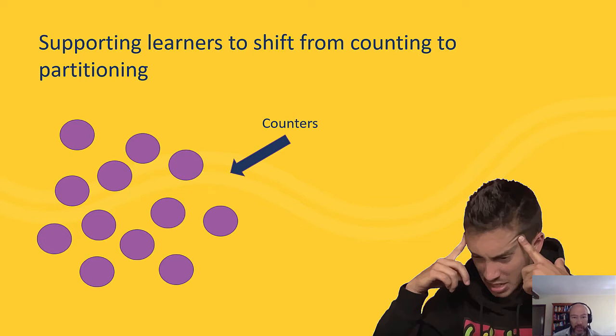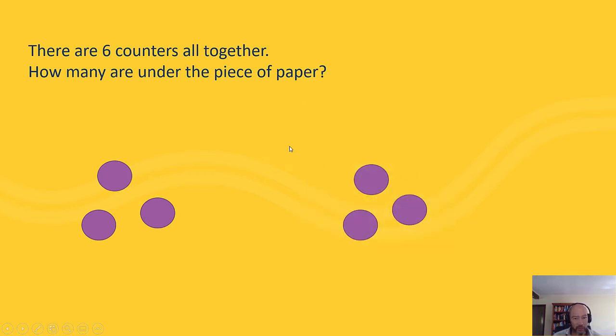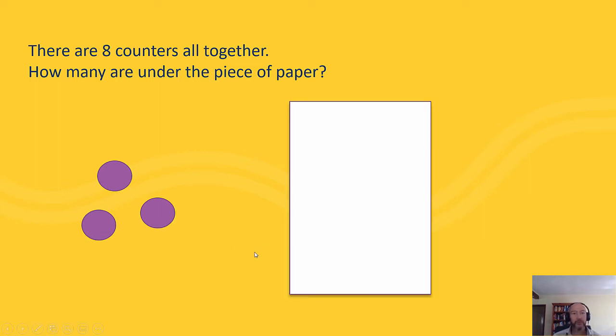You can do this one-on-one again, or each group would get a series of counters, and this is how you start. There are 6 counters altogether. How many are under the piece of paper? And then you just let them work it out. And if they get it wrong, for example, if they go 3, 4, 5, 6, 7, and they think 4, you just show them that it's 3 and they'll work it out themselves. And so this is for learners who would be counting all of the objects to do it.